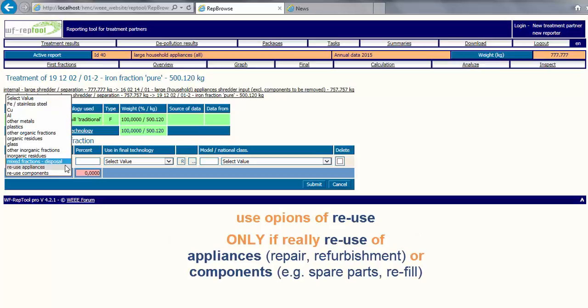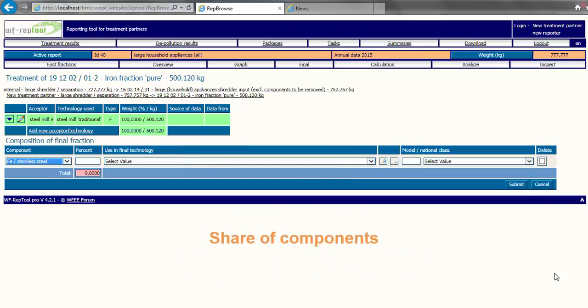The options of reuse you shall only apply if there is a dedicated reuse of appliances or components, mainly as checked components or appliances for the same purpose as designated. After having made the choice of main components, you shall add the share of the main component in percent. Take care in weight percent.